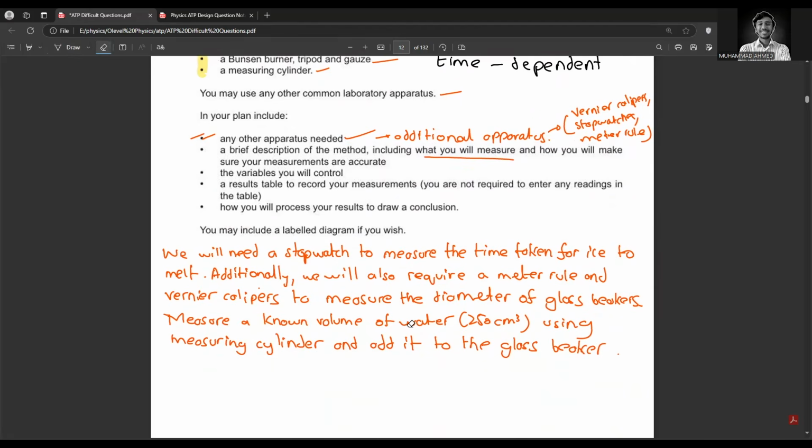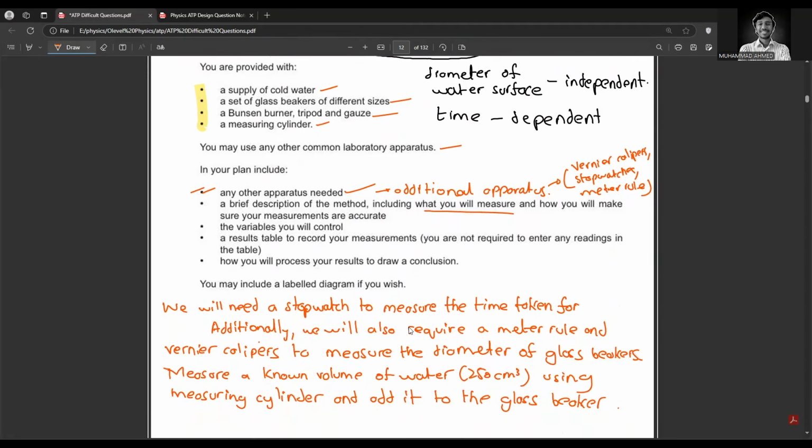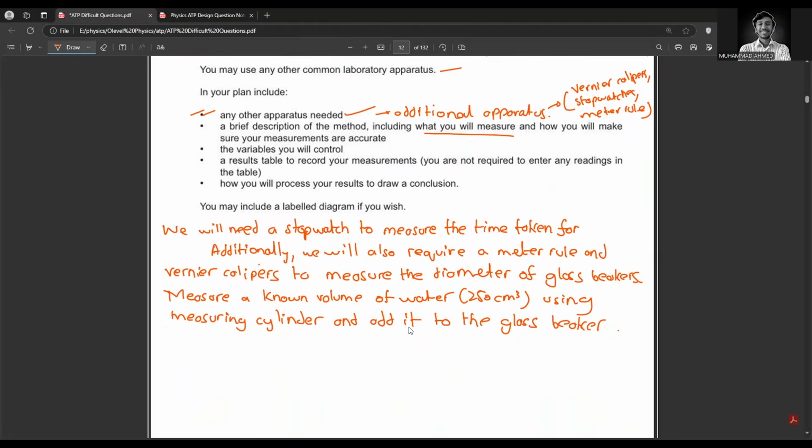Okay, make a correction here. We will need a stopwatch to measure the time taken for the water to reach its boiling point. Because this is the boiling experiment, not the ice cube experiment. So we will need a stopwatch to measure the time taken for water to boil. Simple. Additionally, we will also require a meter rule and vernier caliper to measure the diameter of glass beakers. Measure a known volume of water, 250 cm cube, using measuring cylinder, and add it to the glass beaker.